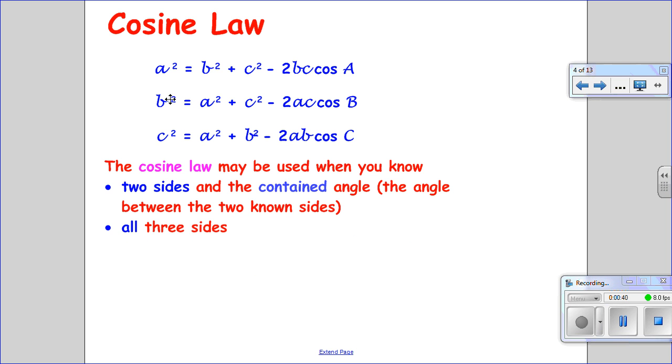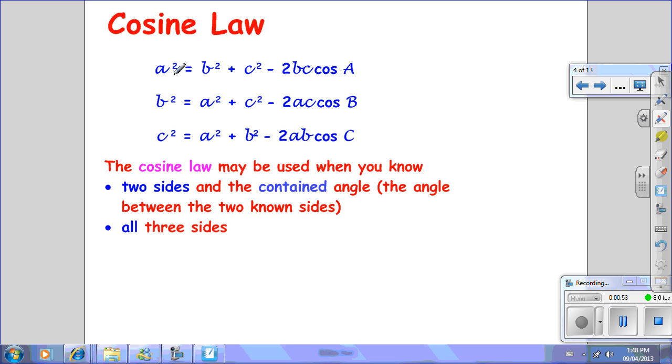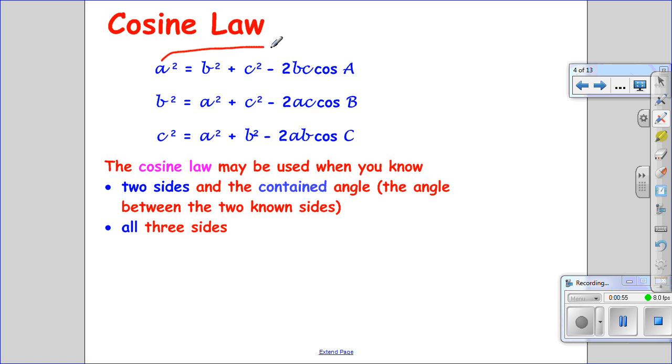For the cosine law, we can write it as a squared is b squared plus c squared minus 2bc cos A. We could rearrange it with other letters, but since we can name our triangle sides whatever we want, the key we have to remember here is that the side that's on the left side of the equal sign must be opposite the angle used on the right side of the equation.